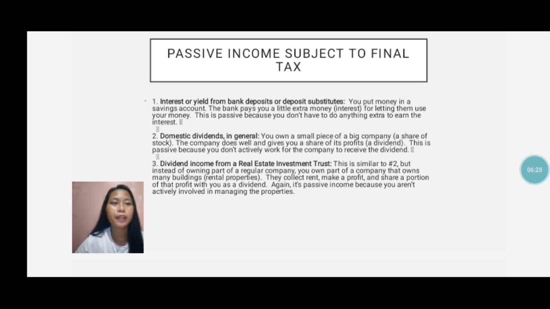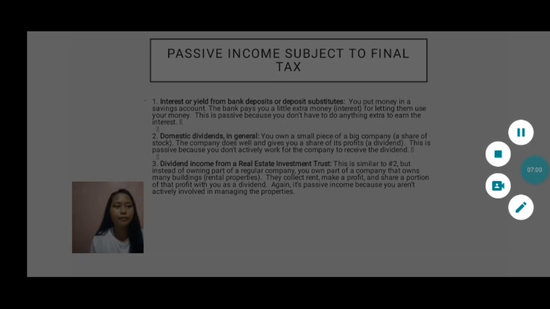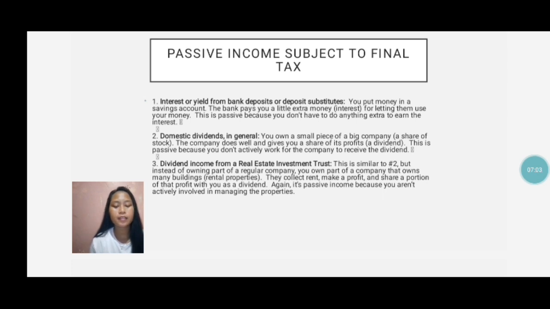Passive income subject to final tax. Interest or yield from bank deposits or deposit substitutes. You put money in a savings account, and the bank pays you a little extra money, interest, for letting them use your money. This is passive because you don't have to do anything extra to earn interest. The income is taxed at a fixed rate and the tax is withheld at source. The taxpayer does not need to report this income or pay additional tax on it in their tax return.